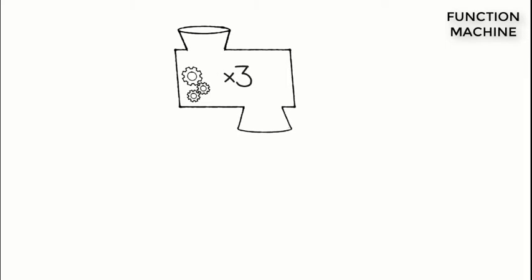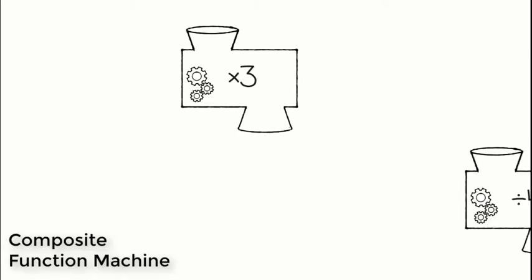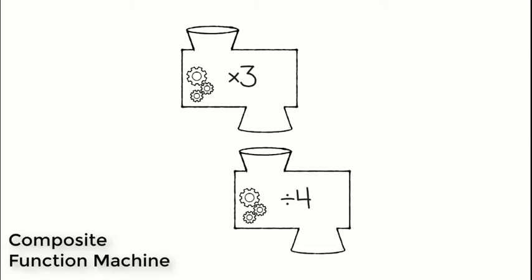Now we have two machines, one that multiplies its input by 3, and another that divides its input by 4. Notice how they're stacked together. The output from the multiply by 3 machine will fall right into the divide by 4 machine.